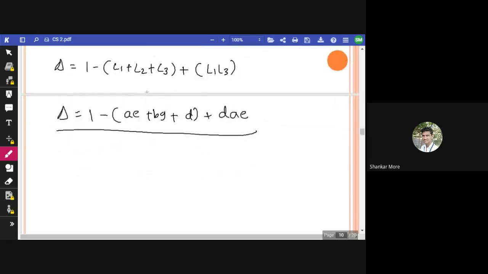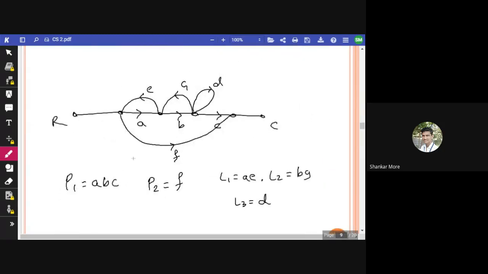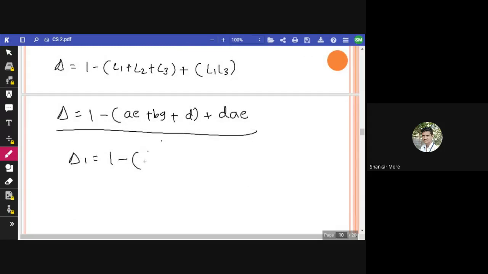How will we find out Del 1? Now I calculate Del 1. Del 1 will be such that 1 minus sum of all individual loops, but provided that it should not touch path P1. Is there any loop which is not touching path P1? No. L1 is touching, so 0. L2 is again touching, so 0, and L3 is again touching, 0.